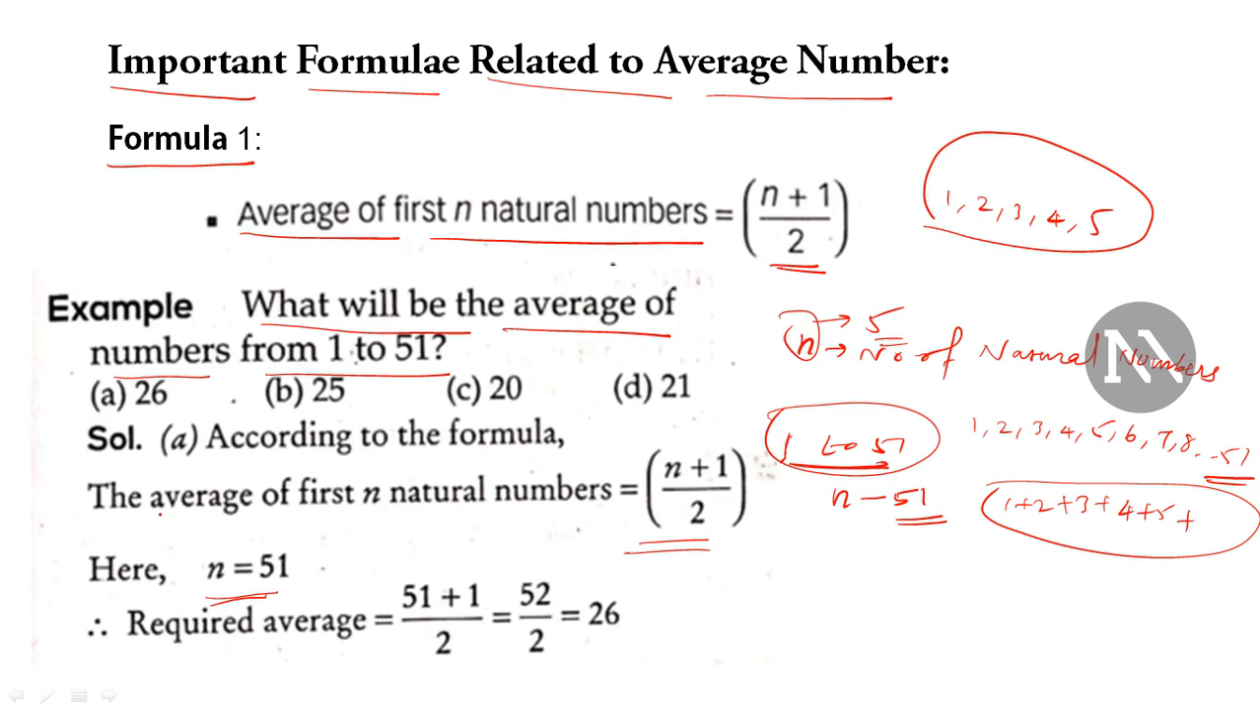So according to the formula, average of first n natural numbers is (n plus 1) divided by 2. So here n is 51, number of data are 51. So n plus 1, 51 plus 1, that is equal to 52. Here I have to divide 52 by 2. So 1 2s are 2, 2 2s are 4, then remainder is 1. So 6 2s are 12. So answer is 26. Option A.